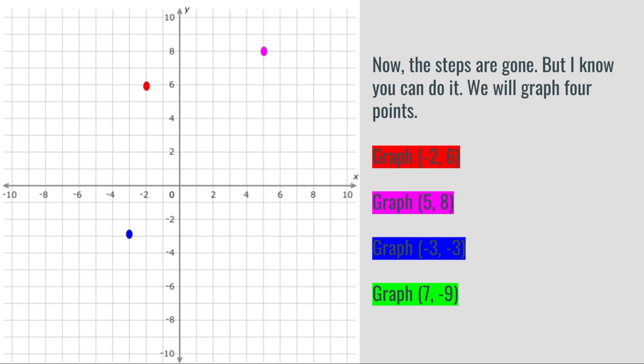Now we're gonna graph (7, -9). You move where? What quadrant is it in? How many do we move? Which direction? Correct. So we are going to move right 7 because 7 is positive, but down 9 because 9 is negative.